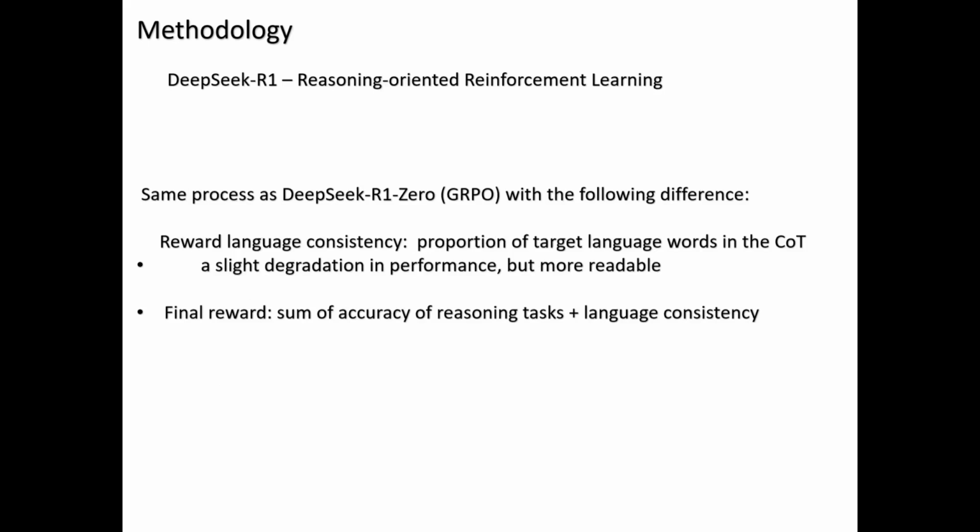And after the supervised fine-tuning, they applied reasoning-oriented reinforcement learning, similar to how they trained R1-Zero with GRPO. And the difference here is that they also reward language consistency. That is, the proportion of the target language words in the chain of thought serves as a reward signal. And this led to a slight decrease in performance, but made the chain of thought and final answers more readable. And the final reward combines the summary accuracy with the language consistency.